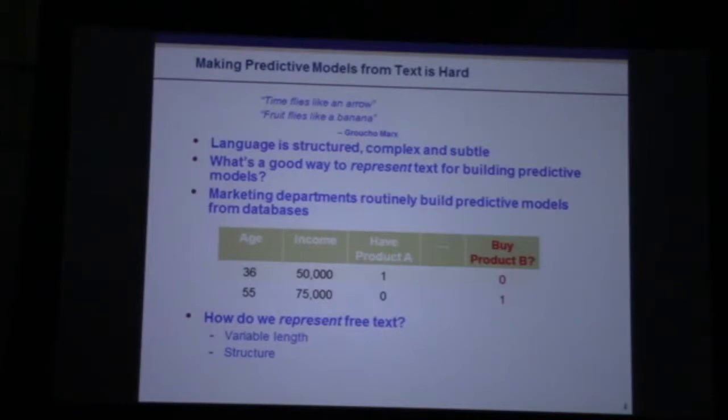If you're trying to build marketing models, we're used to using structured data, where you have a database and you've got different columns for age, income, and so on. There, everybody already knows how to build predictive models using that kind of data. But how do you do it with text? Text has variable length, and the structure of text is important. "Apple is better than Android" versus "Android is better than Apple" has the same words, but it has a very different meaning.